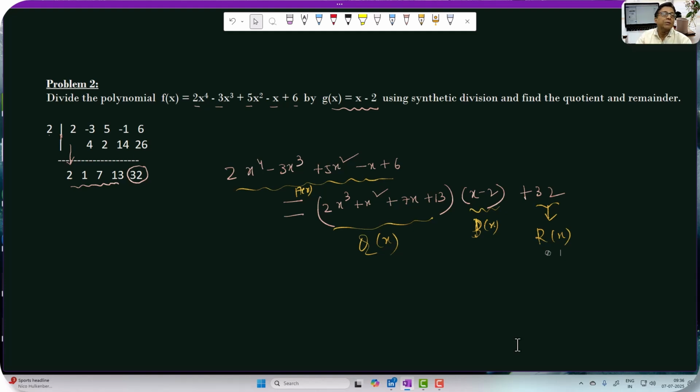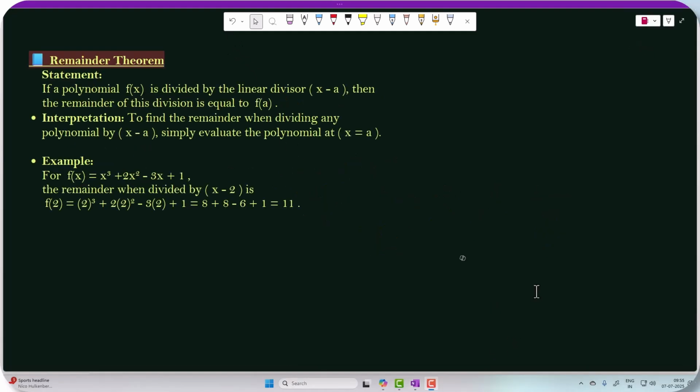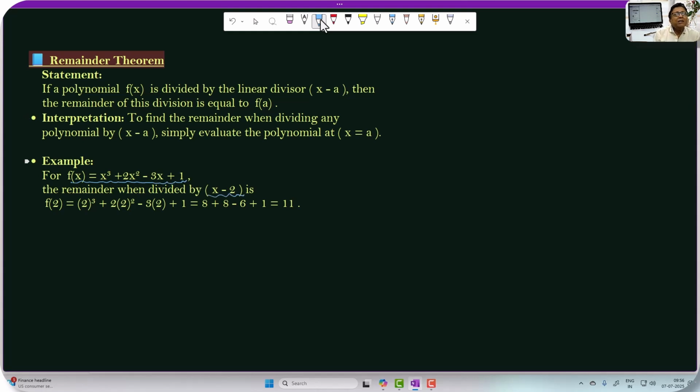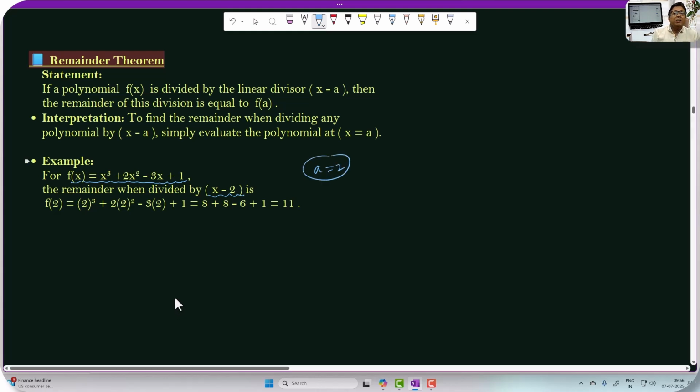Hope you have understood. Not a difficult topic at all, but synthetic division, 9, 10 level. Either I just remind you, or if you have not done it yet, this will help you a lot. So, when a polynomial f(x) is divided by x minus a, the remainder is going to be f(a). The value of the polynomial at x equal to a will give you the remainder.